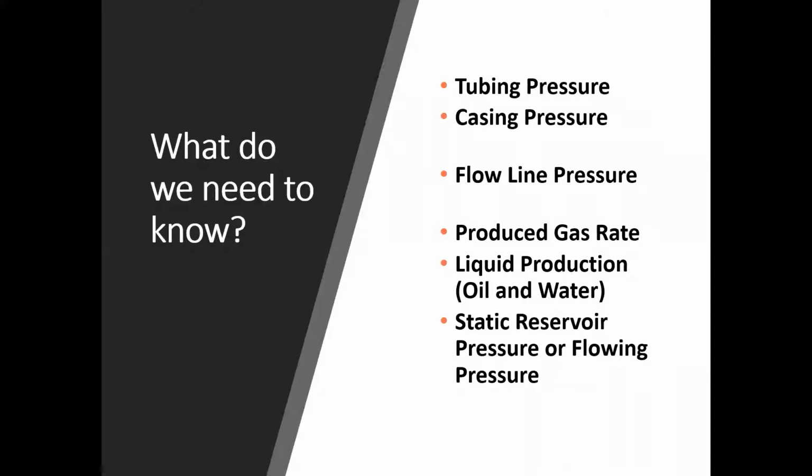What type of information do we need to identify if a well is a good candidate for plunger lift? We need our tubing pressure, our casing pressure, flow line pressure or line pressure, produced gas rate, liquid production, oil and water. You know, what is the fluid rate the well needs to produce to stay unloaded, static reservoir pressure, or flowing pressure. Production history is key. Do not rely on a single well test to give the answer for optimization.